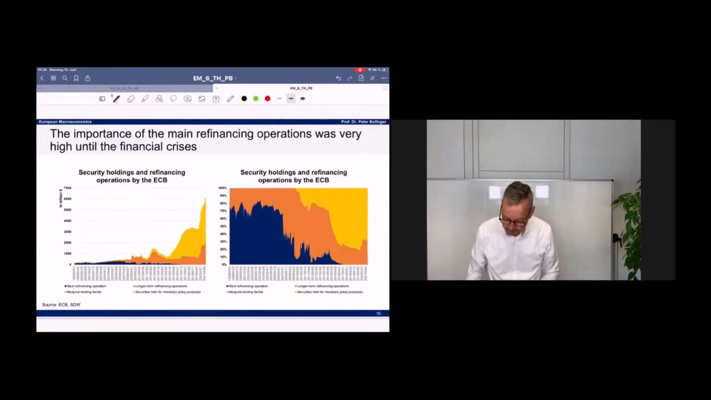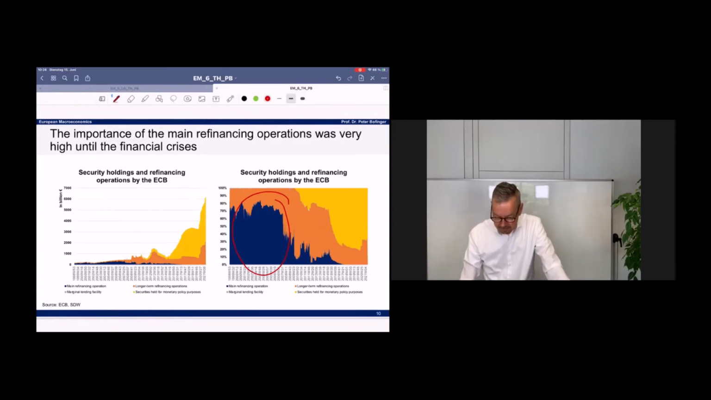Here, in the situation before the financial market crisis, you can see that the main refinancing operation was really the main instrument. So the refinancing operation accounted for about 80% of the supply of reserves by the ECB.